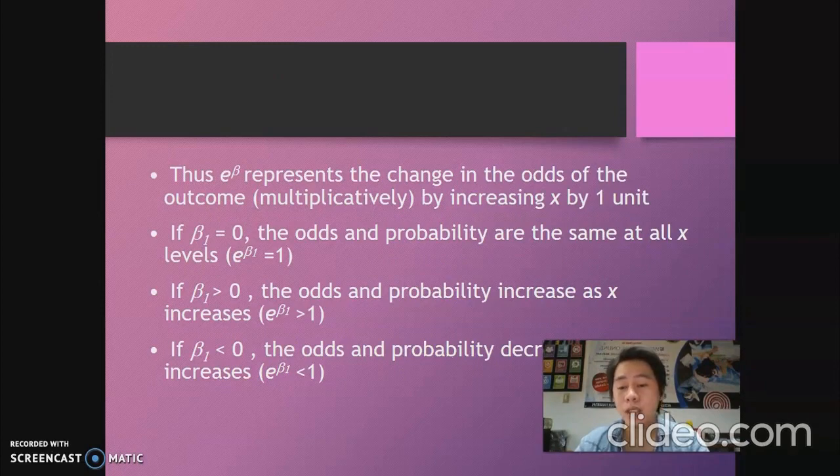So if coefficient 1 is equal to 0, the odds and probability are the same at all X levels, so e to the coefficient 1 is equal to 1. If coefficient 1 is greater than 0, the odds and probability increase as X increases, so e to the coefficient 1 is greater than 1. If coefficient 1 is less than 0, the odds and probability decrease as X increases, and e to the coefficient 1 is less than 1.